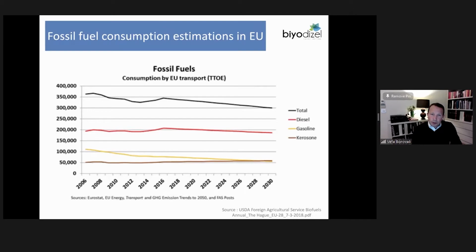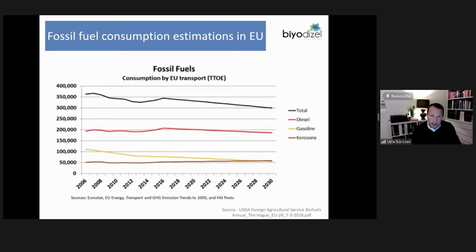Briefly looking at the fossil fuel side in the EU, I want to concentrate a bit on the European Union now. Starting from 2006, 2007, until the end of 2030, we are expecting to see about a 20% decrease in fossil fuel consumption. This is quite dramatic, and this decrease is mostly coming from gasoline. No surprise, the transportation is switching to electricity. But this much of a switch to electricity is a bit of a surprise to me, but these are the expectations.